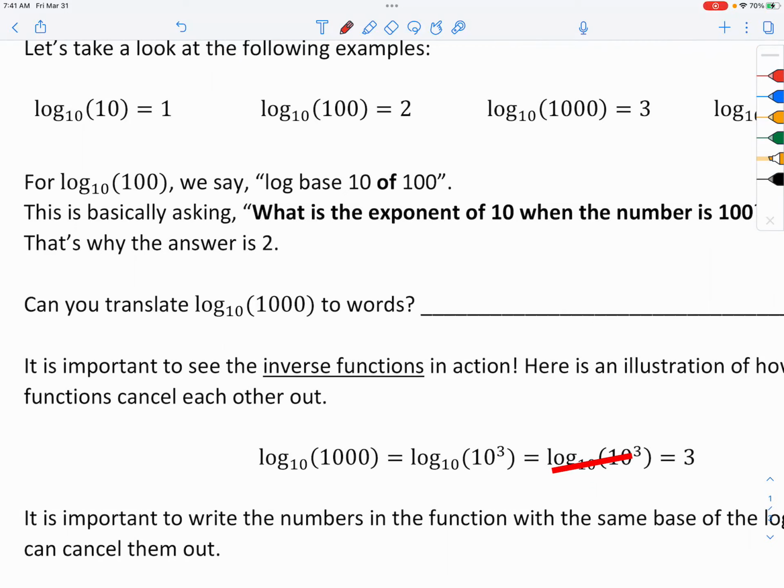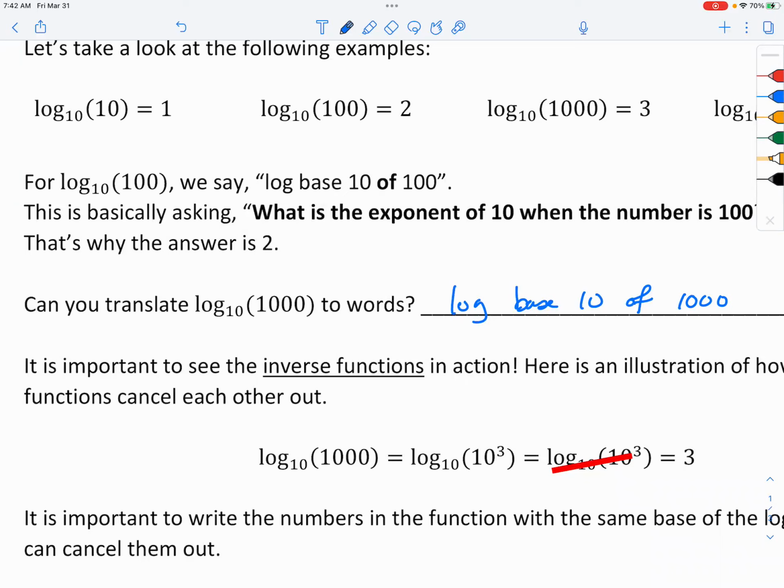We will say this log 10, 1000 thing, we will translate this as log base 10 of 1000. Okay, now we'll see a lot of different logs. If you just flip to the next page, you see a variety of logs. But I need you to learn how to say it. If you don't know how to say it, you have a little model right here to learn how to say it.